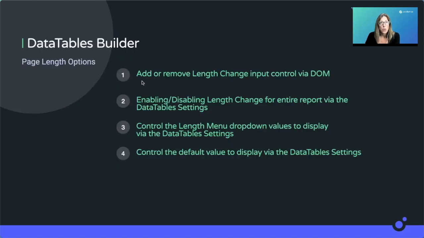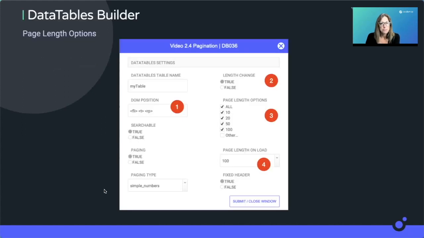First of all, just to remind you, just like searching and pagination that we just covered, you can control whether or not the user gets to see the length change in the DOM. So just removing it completely, that's represented by the L tag. And then you can also change it in the DataTables builder's settings for the JS function, where you can toggle it from true or false to display. And then I've also added some more features in the settings to control what those drop-down values are and which one you want to be the default. So I'll show you where those are in our settings.